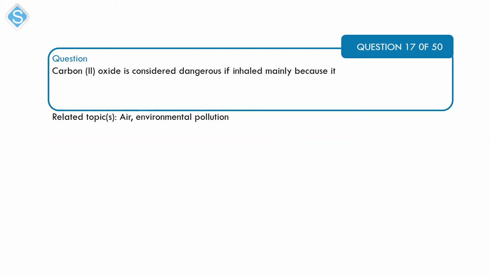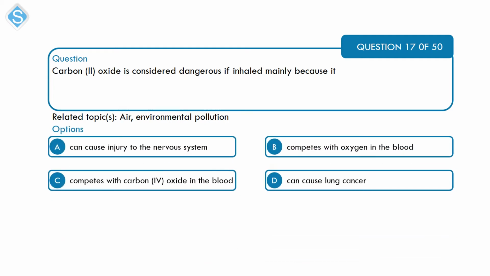Next question is on air and environmental pollution. Carbon 2 oxide, that's carbon monoxide, is considered dangerous if it is inhaled, mainly because it A. can cause injury to the nervous system, B. competes with oxygen in the blood, C. competes with carbon 4 oxide in the blood, that's carbon dioxide, and D. can cause lung cancer.